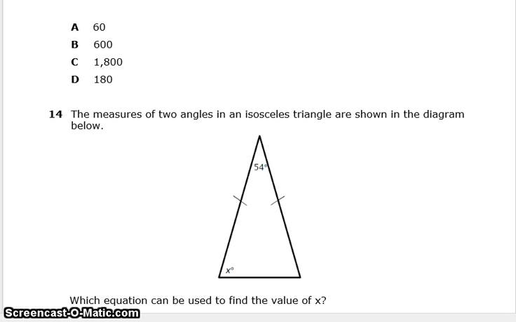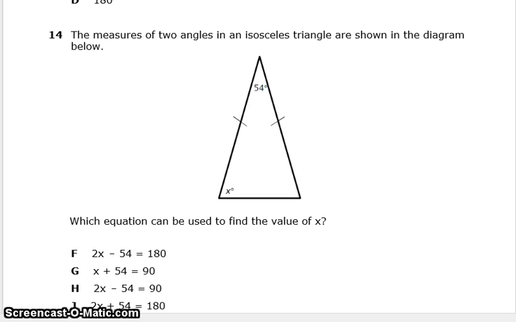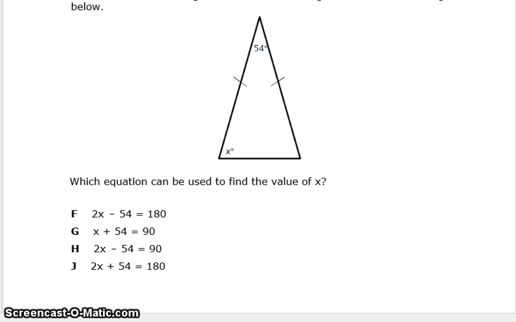Question 14. The measures of two angles in an isosceles triangle are shown in the diagram below. Which equation can be used to find the value of x?